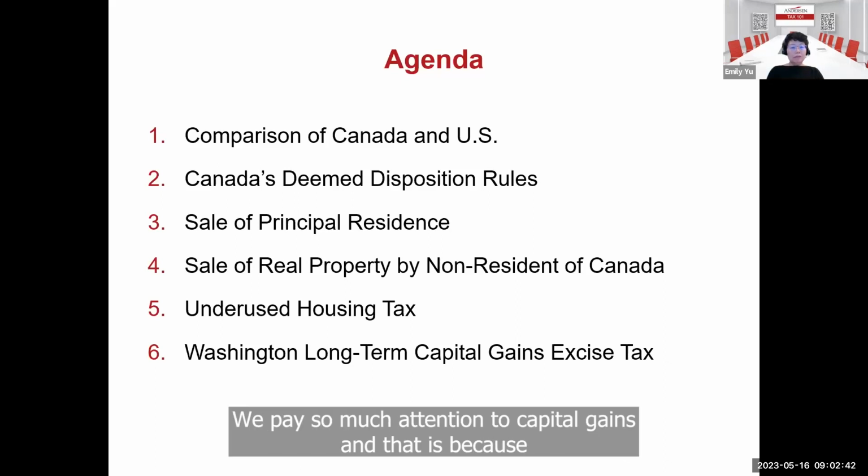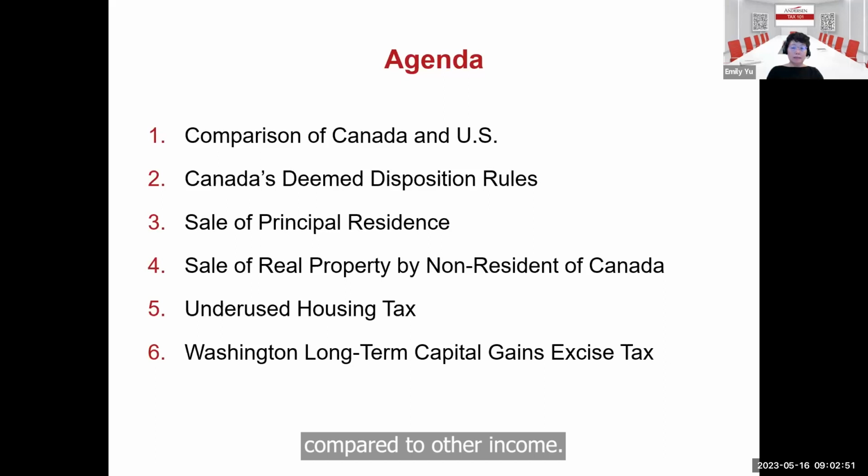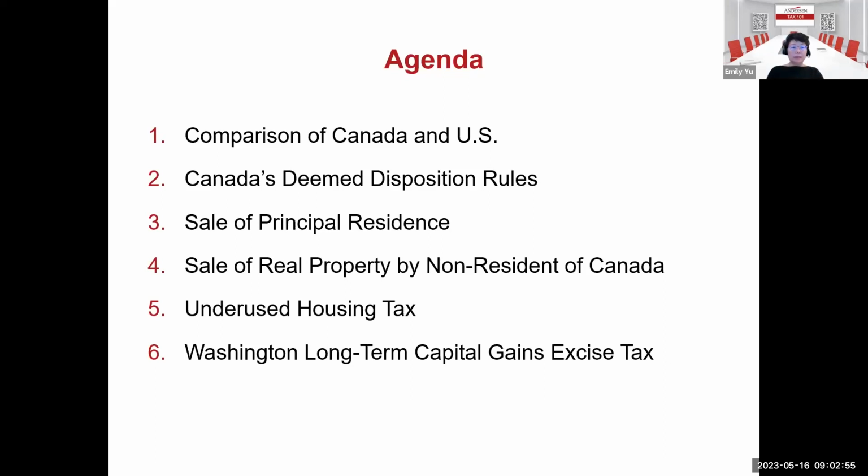We pay so much attention to capital gains, and that is because gains are often taxed more favorably in Canada and the U.S. compared to other income, and certain gains are just not taxed at all.